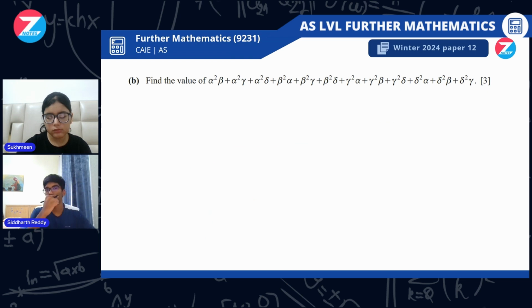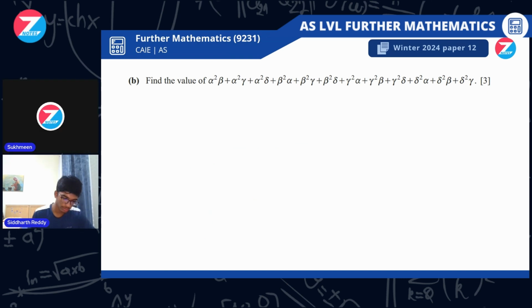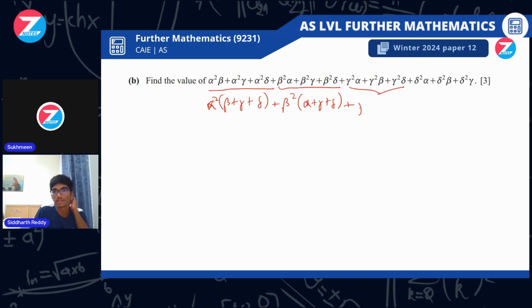Okay. So this looks pretty big, but it's not that big. So let's solve it. The first thing you want to note is that we can factor this as alpha square into beta plus gamma plus delta. We can factor this as beta square into alpha plus gamma plus delta. We can factor this with gamma square into alpha plus beta plus delta. And we can factor this as delta square into alpha plus beta plus gamma.